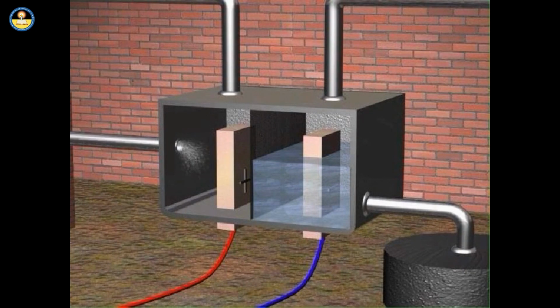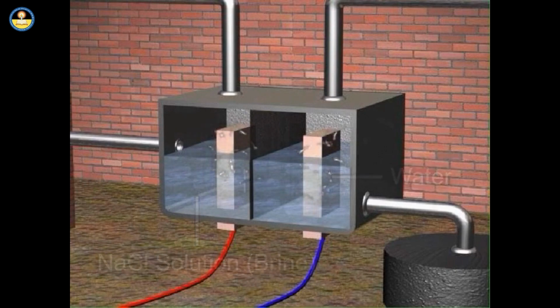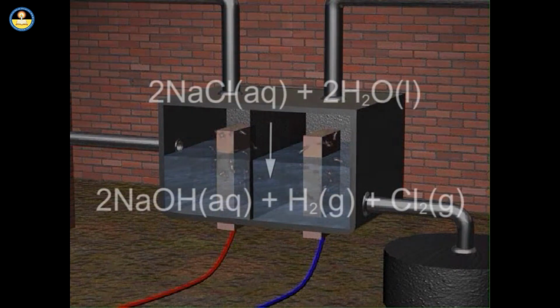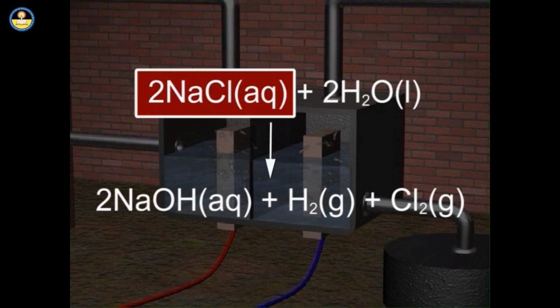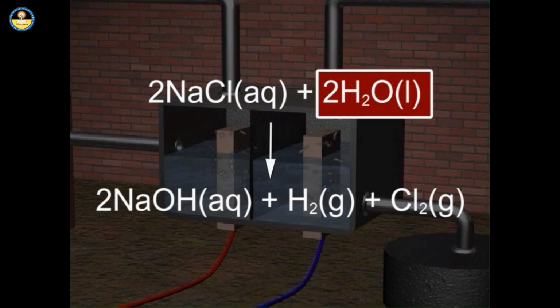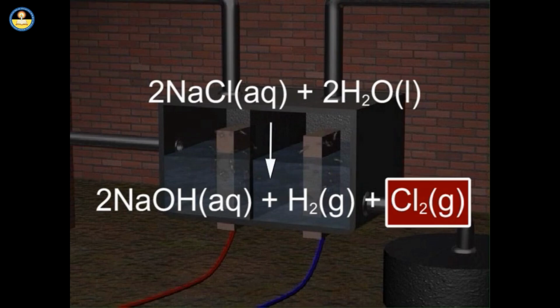Sodium hydroxide is prepared on a large scale by passing electric current through a concentrated solution of sodium chloride, that is brine. The following chemical reaction takes place. 2NaCl in aqueous state reacts with 2H2O in liquid state to give 2NaOH in aqueous state plus H2 in gaseous state and chlorine Cl2 in gaseous state.